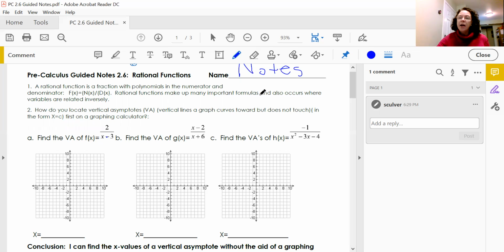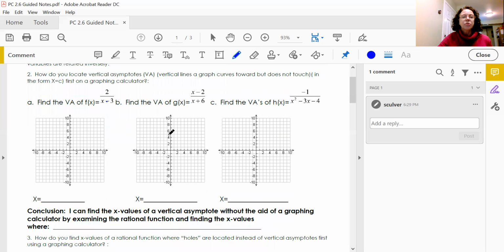So we're going to take you from Algebra 2 to pre-calculus. Number two, how do you locate vertical asymptotes? We call those VAs: vertical lines a graph curves toward but does not touch, in the form x equals c. When you provide a vertical asymptote, you don't just put the x-value where it's located, like 2; you put x equals 2, because the vertical asymptote is a line. So we write the equation of a line. How do we do that on our graphing calculator?